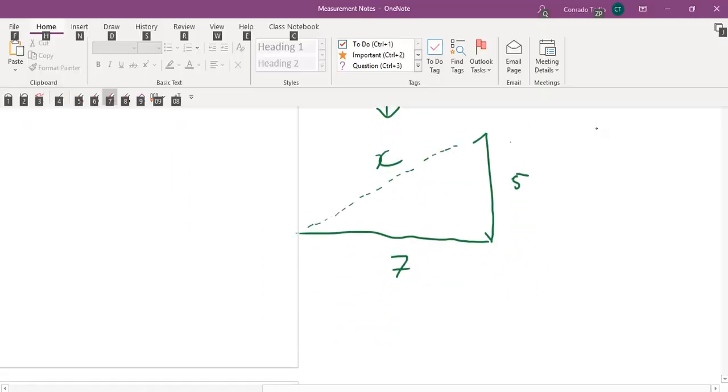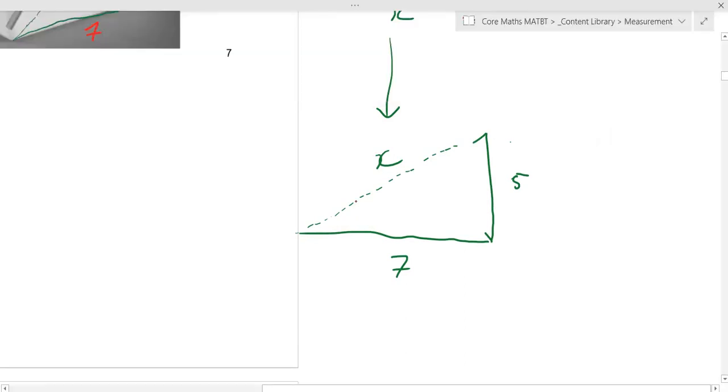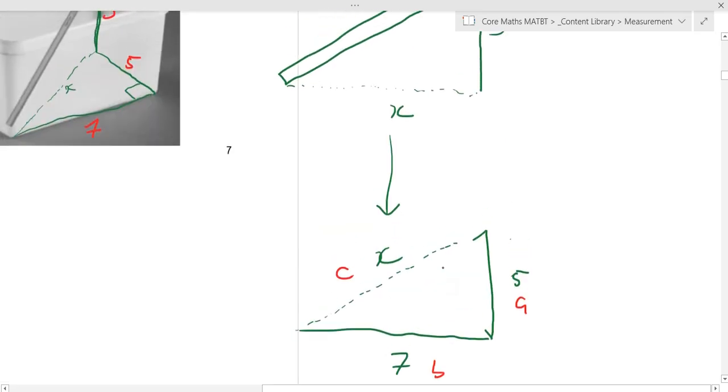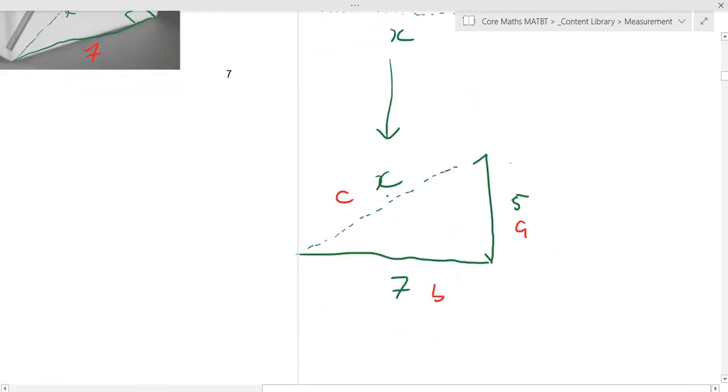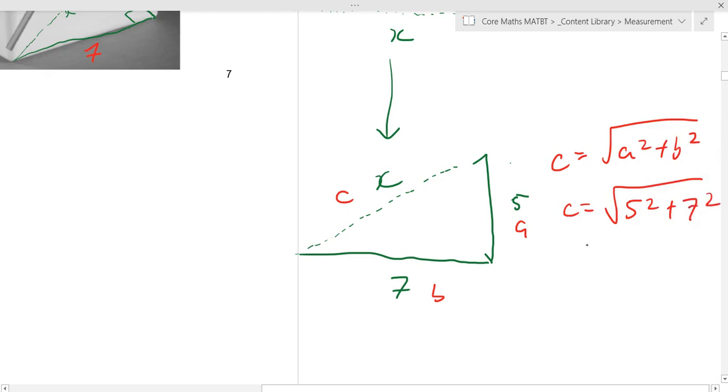Let's label the sides. What's my hypotenuse here, guys? The x, right? That's the hypotenuse. And what's a and b? Doesn't matter. Okay, let's go a, b. For that, I'm looking for this side length here, c. So the rule for c is the square root of a squared plus b squared, which means c is equal to the square root of 5 squared plus 7 squared.